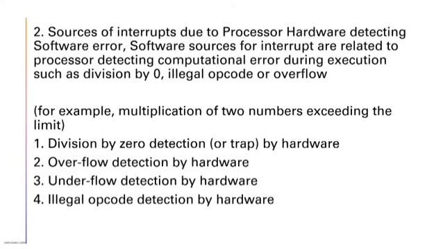So whenever this division by zero condition has arrived, means it is an interrupt condition, right? It is a software driven interrupt. Okay, it is called as exception. Next, overflow detection by hardware. The hardware will be detecting it, but it is actually causing a problem to the software also. Okay, then underflow, illegal opcode, these are actually the interrupts that are affecting the software.